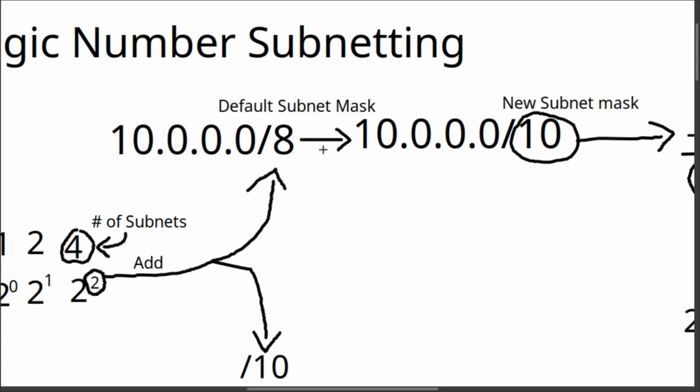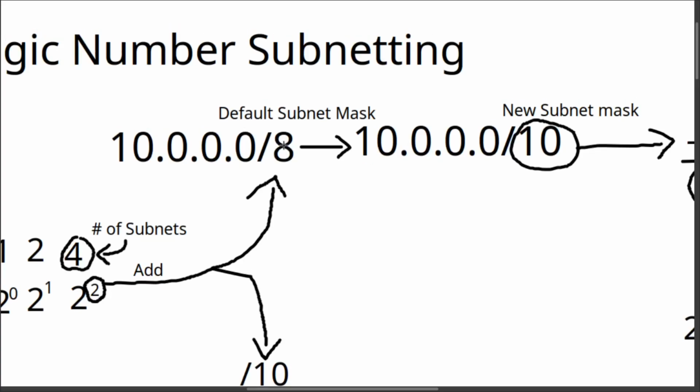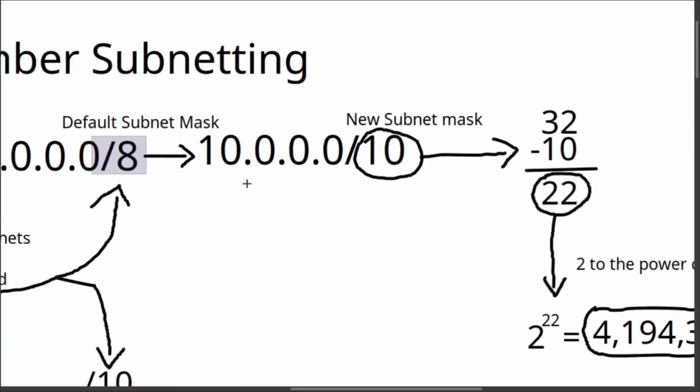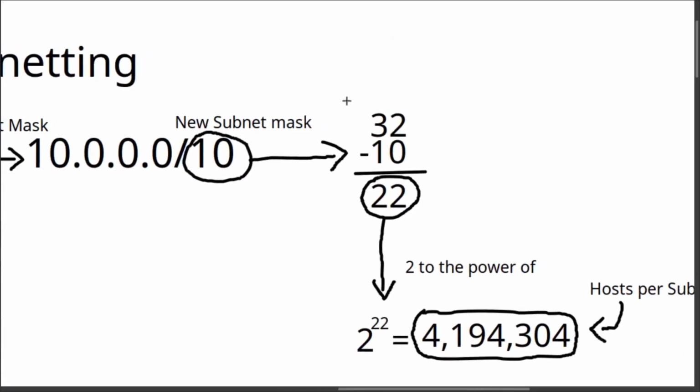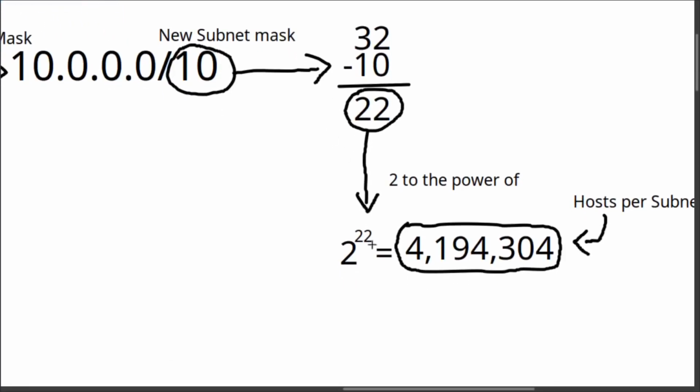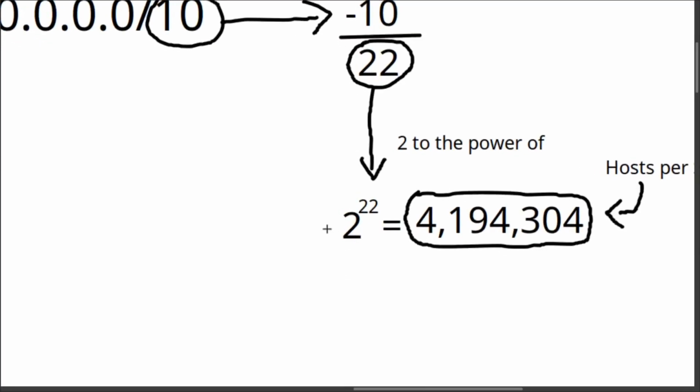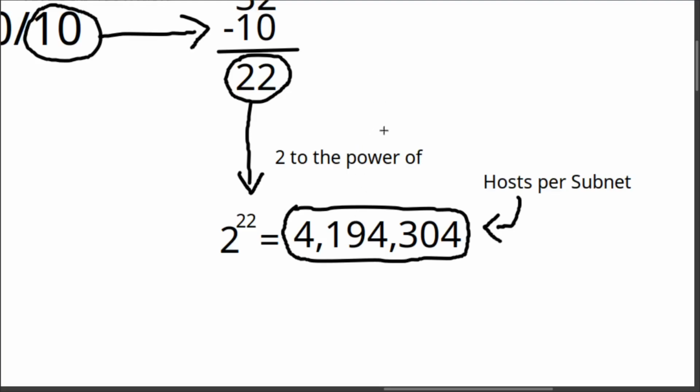So we change this, we add 2 to this number at the very end here, and it becomes /10. And what we're going to do then is subtract that number from 32. This number will always be 32. You will always subtract from 32 because 32 is the maximum subnet mask that you can have. So we're subtracting these 10 from the max, and that will give us 22. Then we get 2 to the power of 22 by bringing this down, and that will give us 4,194,304 hosts per subnet.